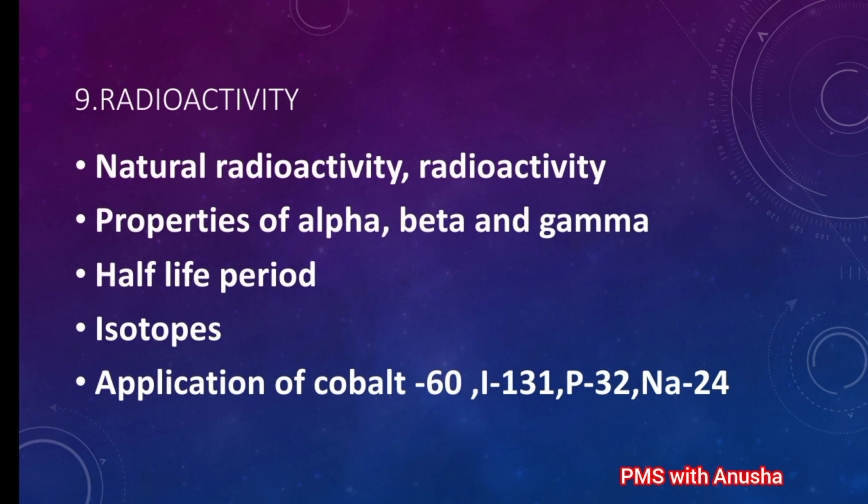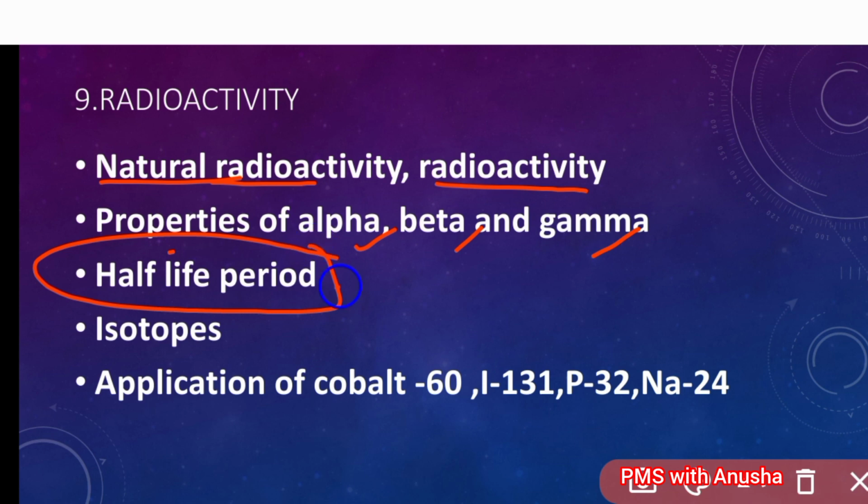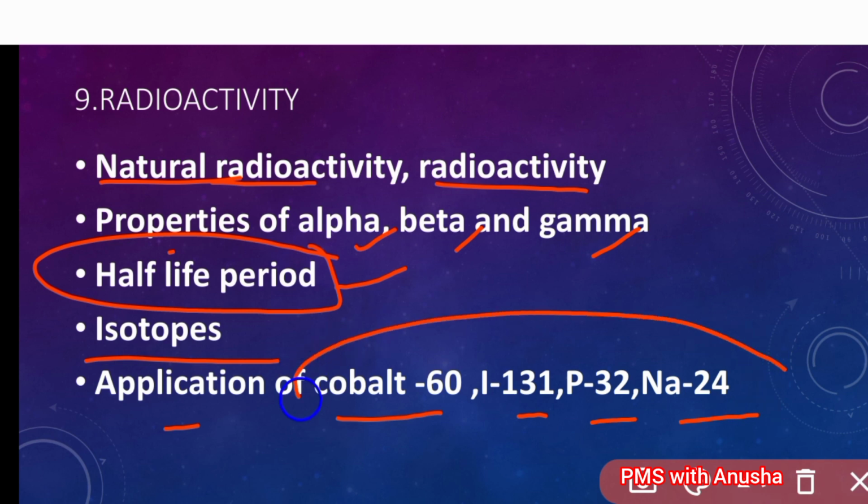Next, ninth unit, that is radioactivity. Here you have to study natural radioactivity or radioactivity definition, properties of alpha, beta, gamma particles or rays. After this you have to study half-life period, definition, example and formula. Next, you have to study isotope definition and example, and also applications of cobalt 60, iodine 131, phosphorus 32 and sodium 24 isotopes.